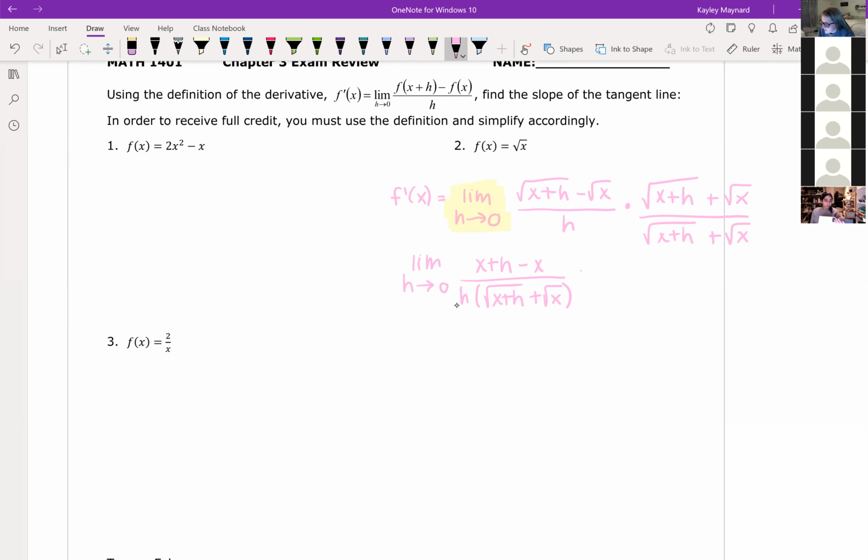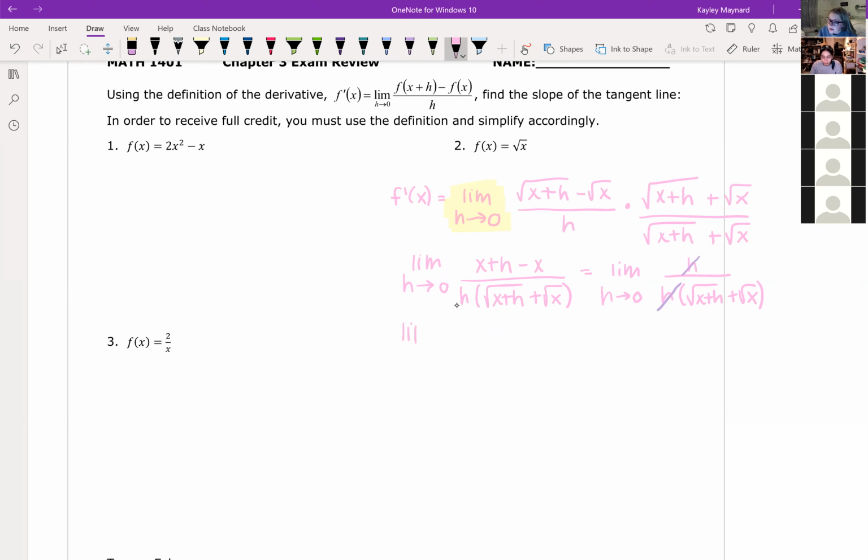Okay, well, this is just the limit as h approaches 0 of h over h times the square root of x plus h plus the square root of x. So usually when you're doing things like this, at some point you're able to cancel out an h on the top and the bottom. I won't say always, but usually at some point you're able to do that. So here we have an h and they cancel out.